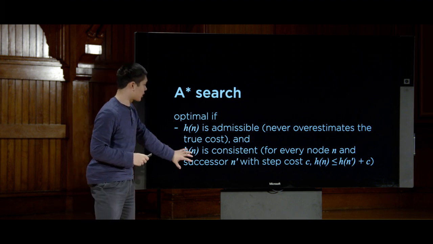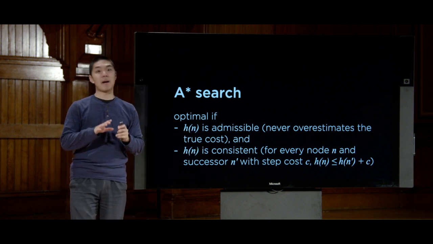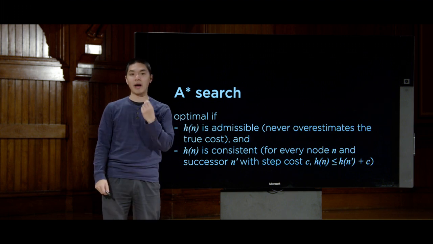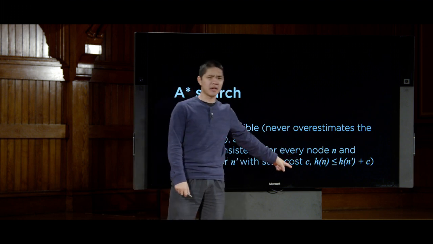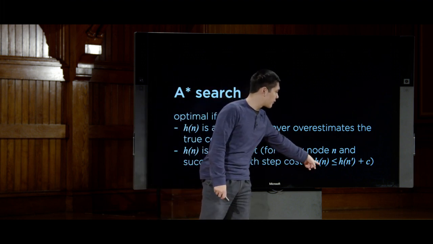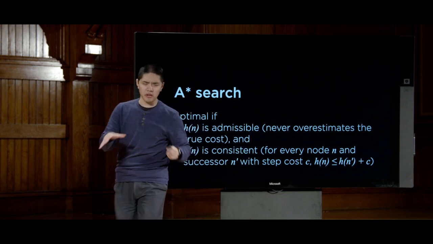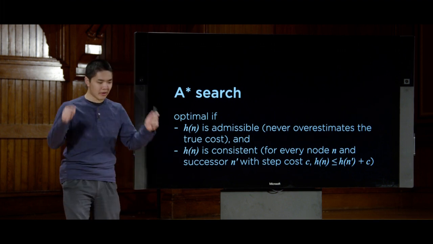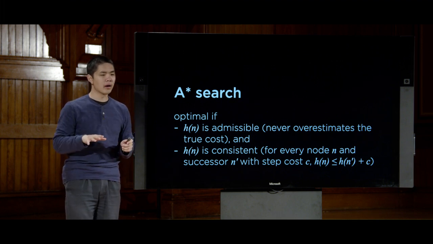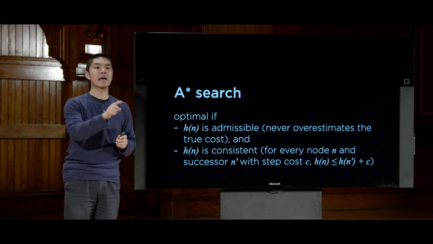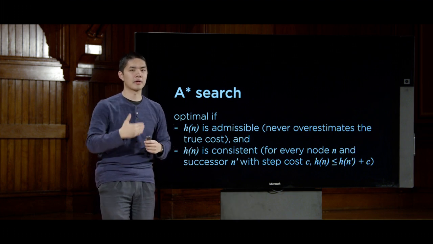And meanwhile, to make a stronger statement, h of n also needs to be consistent. And what does it mean for it to be consistent? Mathematically, it means that for every node, which we'll call n, and successor, the node after me, that I'll call n prime, where it takes a cost of c to make that step, the heuristic value of n needs to be less than or equal to the heuristic value of n prime plus the cost. So it's a lot of math, but in words, what that ultimately means is that if I am here at this state right now, the heuristic value from me to the goal shouldn't be more than the heuristic value of my successor, the next place I could go to, plus however much it would cost me to just make that step from one step to the next step.